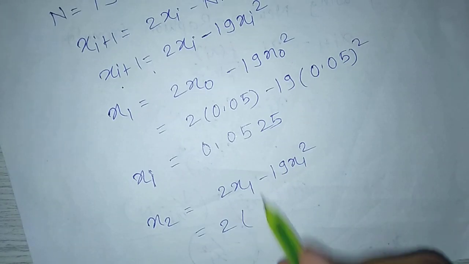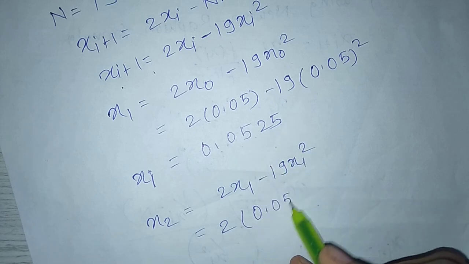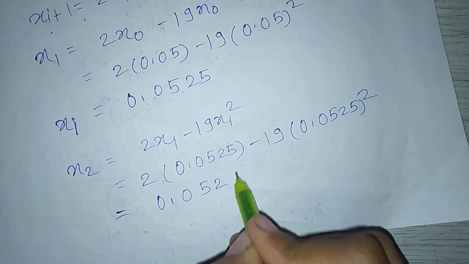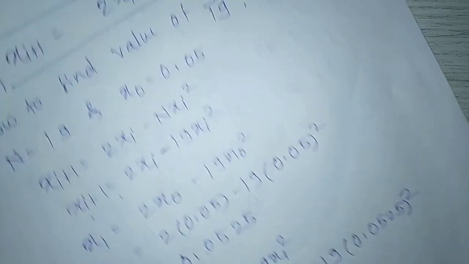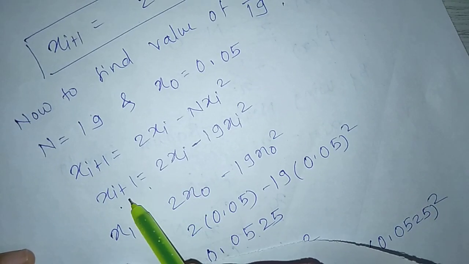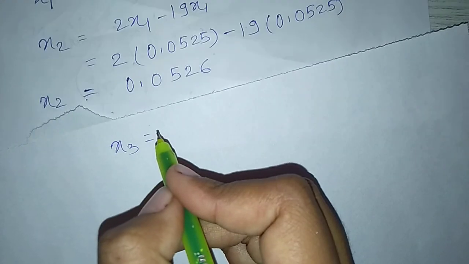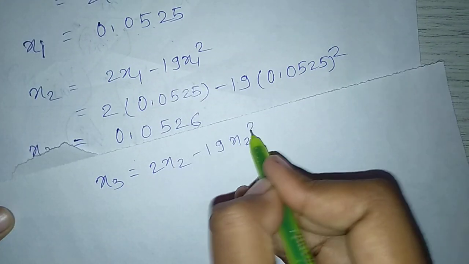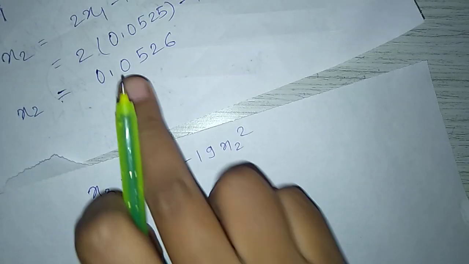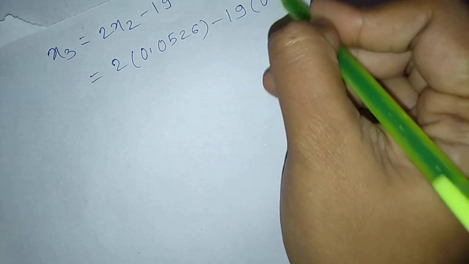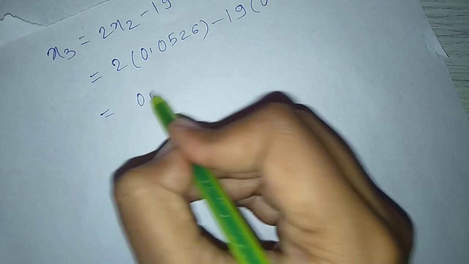Now put i equal to 1 in this formula. We get x2 equal to 2x1 minus 19x1 square, equal to 2 into 0.0525 minus 19 into 0.0525 whole square, equal to 0.0526. Now put i equal to 2, so the formula becomes x3 equal to 2x2 minus 19x2 square, where x2 is 0.0526. 2 into 0.0526 minus 19 into 0.0526 square equal to 0.0526.